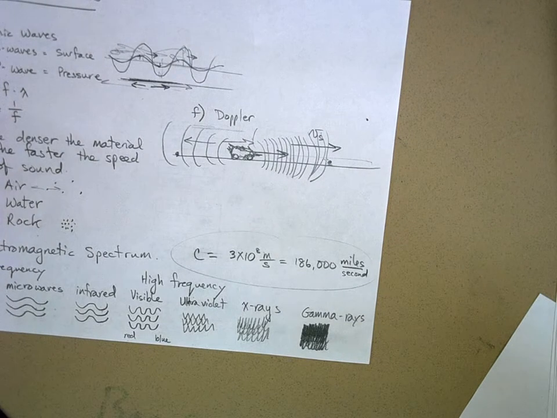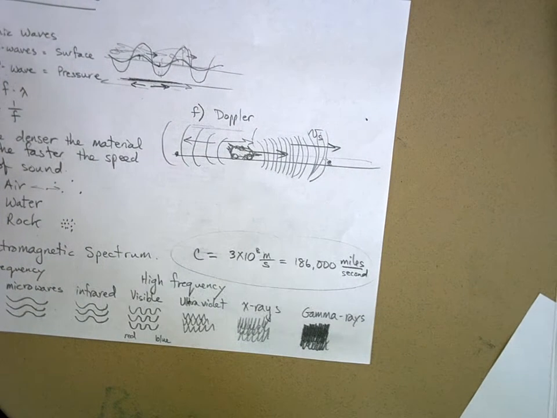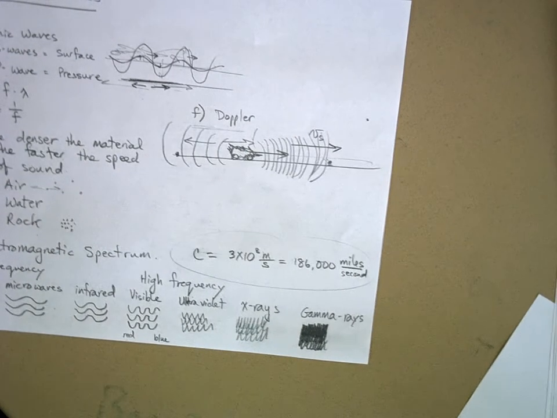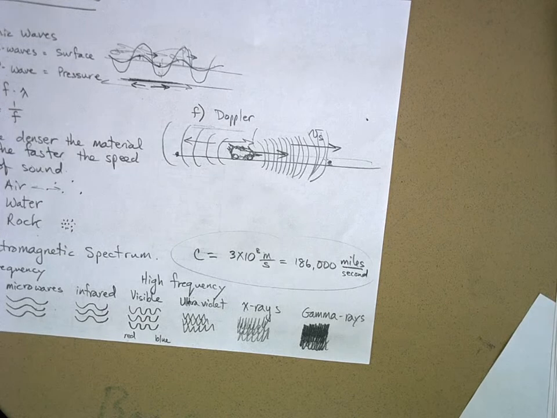So the Doppler effect is something you should look up. Yes? What's the speed of sound? Depends on where you are, but it's about 340 meters per second where we are. 343 meters per second. About that.